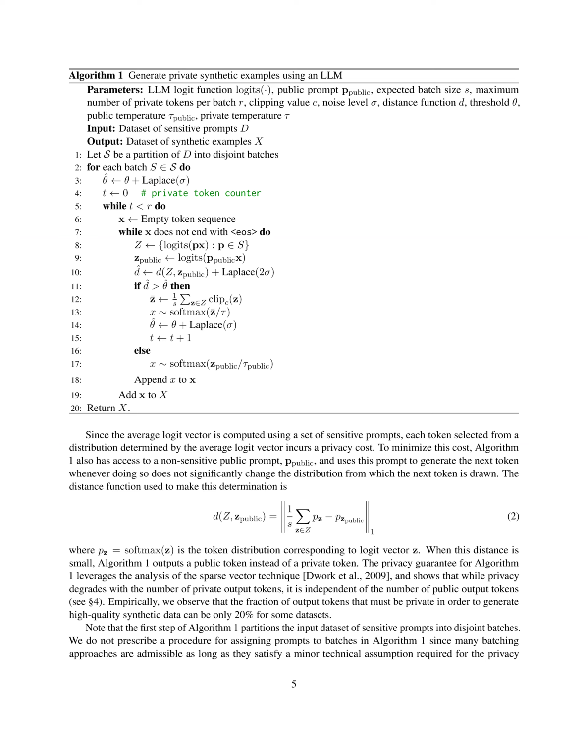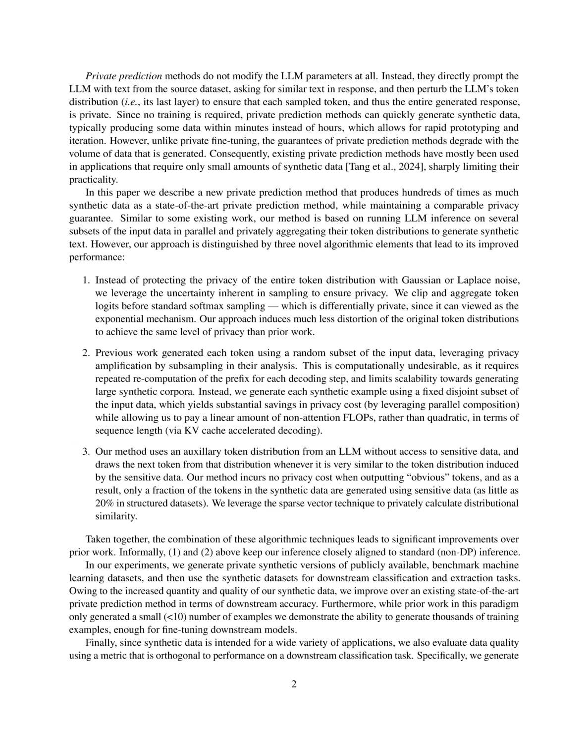Additionally, the algorithm's privacy guarantee is independent of the number of public output tokens, which is advantageous in maintaining privacy levels. Practically, the method allows for the generation of a large quantity of synthetic data while maintaining quality, enabling rapid prototyping and iteration in applications that require synthetic data. The approach is computationally efficient as it uses a fixed disjoint subset of sensitive prompts for generating each synthetic example, leading to scalability in generating large synthetic corpora.